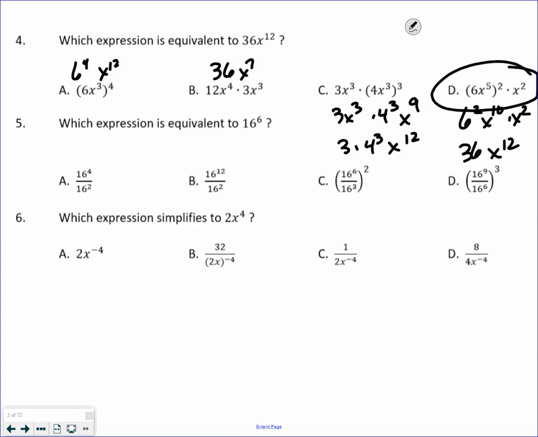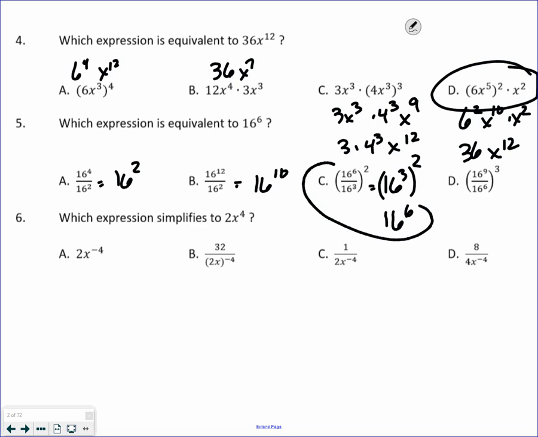Which expression is equivalent to 16 to the sixth? Again, they're trying to get you to do each one of these as you go using your rules of exponents. The first one you subtract. This is 16 to the second. Second one, 16 to the 10th. Next one, you can go ahead and subtract first if you want, and then take it. So 16 to the sixth, and I'm going to go ahead and stop right there since that's what I'm looking for.